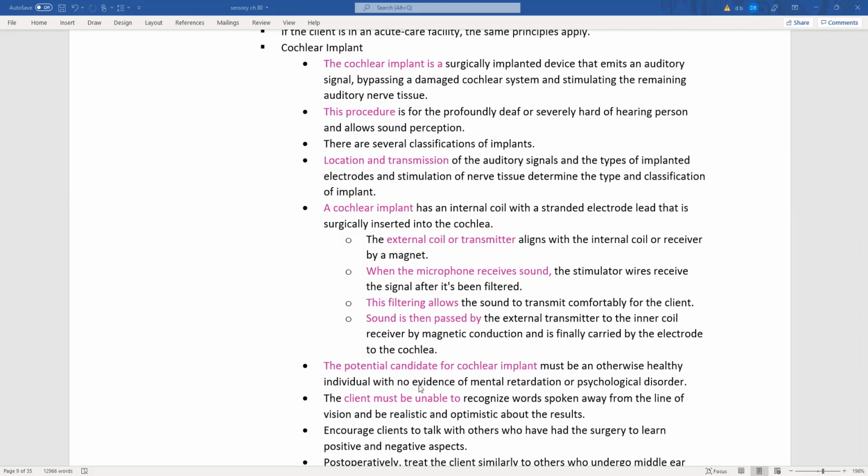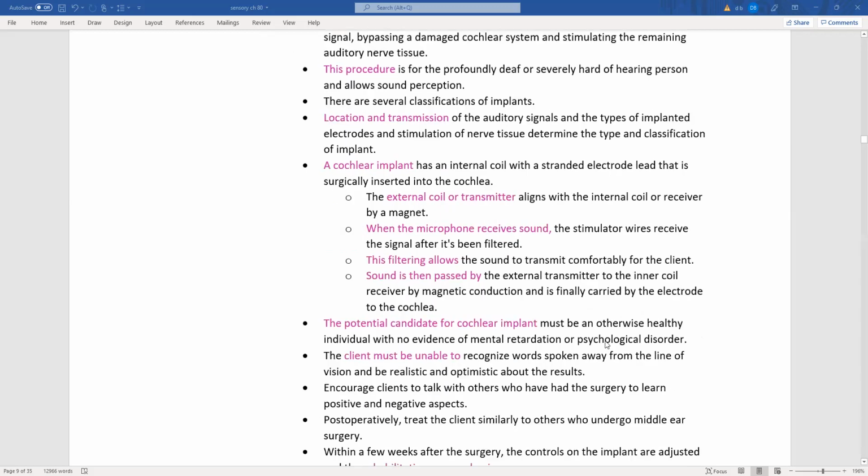The potential candidate for a cochlear implant, which is not me, must be an otherwise healthy individual with no evidence of mental retardation or psychological disorders. I don't have any of this, but they won't let me get it because they said it isn't going to help me. The client must be unable to recognize words spoken away from the line of vision and be realistic and optimistic about the results.